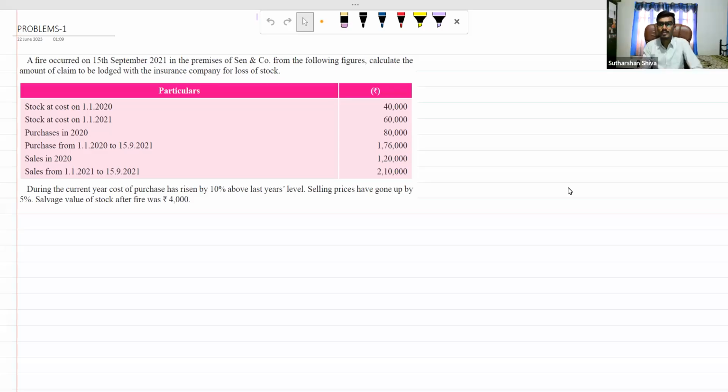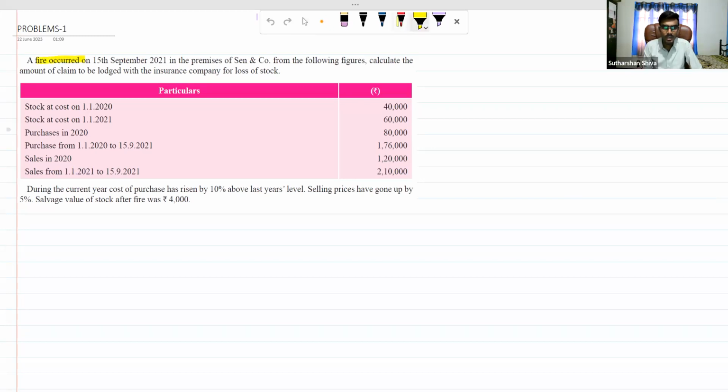Welcome back to our new session today. We will be starting with our problem 1 based on the insurance claim. In the previous session, we have completed the conceptual learning about the loss of stock. That is part 1 of the learning about insurance claim. Now, what is the question that has been given to us?